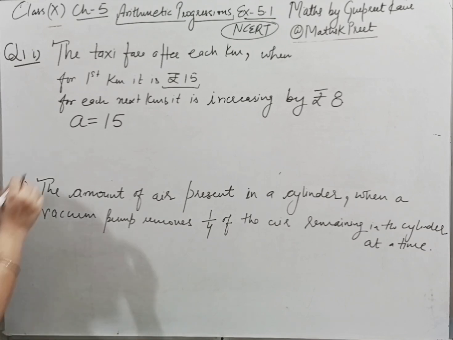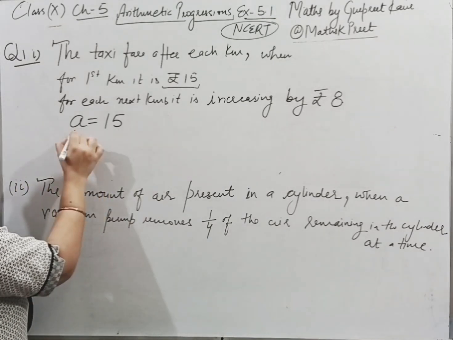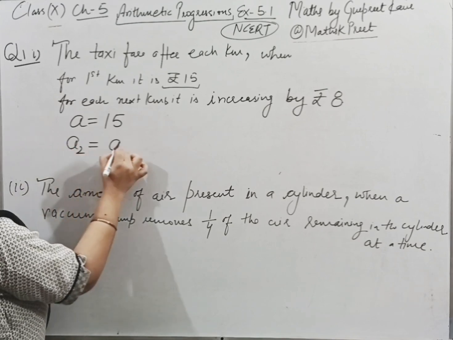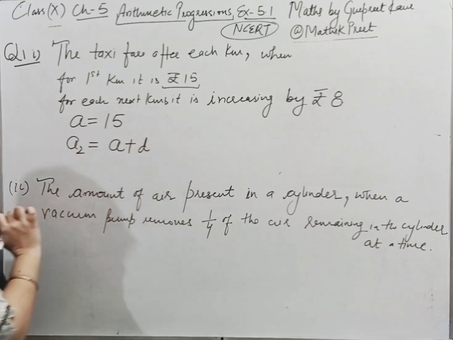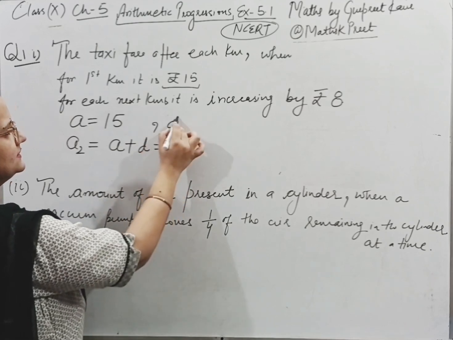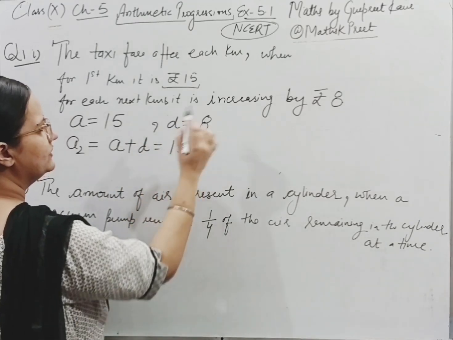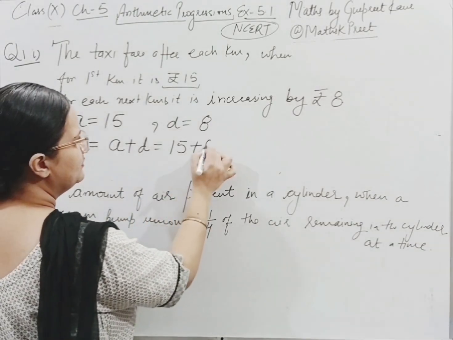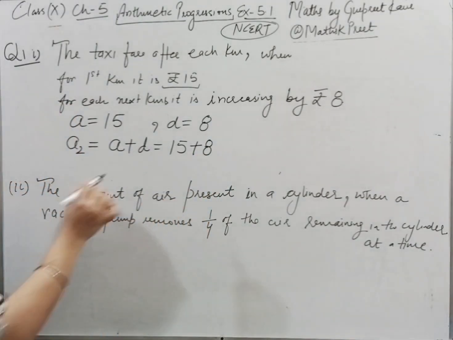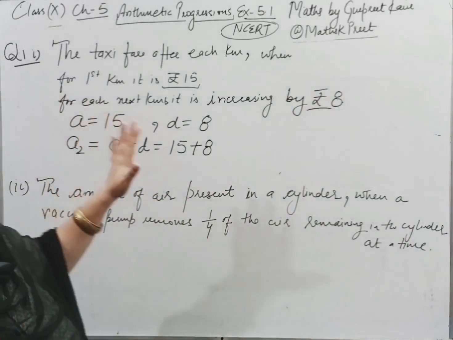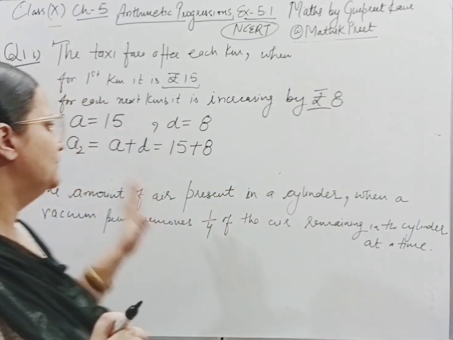Fine. So if this is my a or a1, I'll get a2 just by adding a and d. So what is a here? 15. And what is d here? d is given, 8. Why? Because every next kilometer is increasing by rupees 8. Fine. It is fixed here. So the question is forming an AP is very clear from the wording given in the question, but we will do it like this.